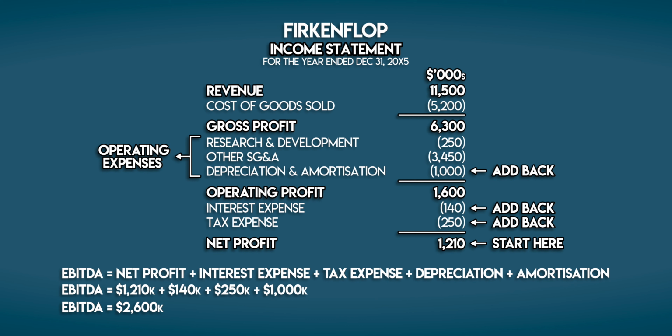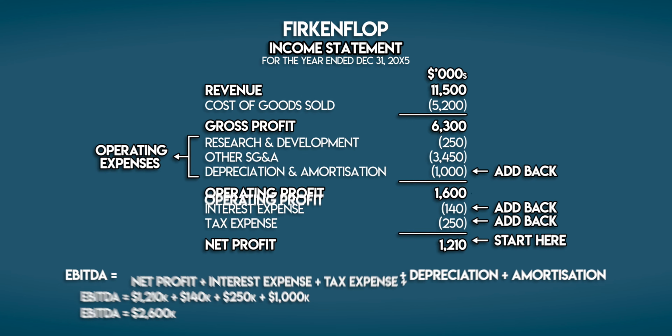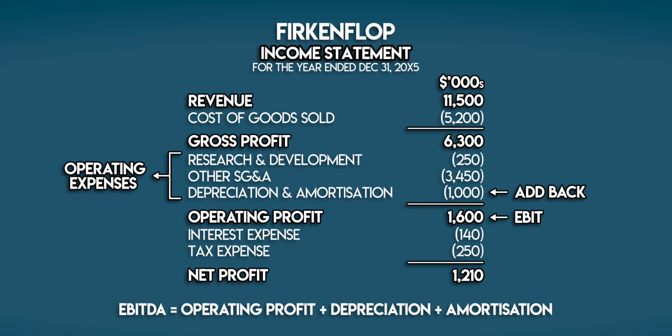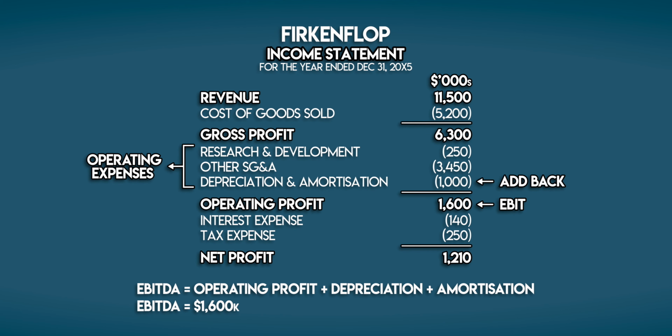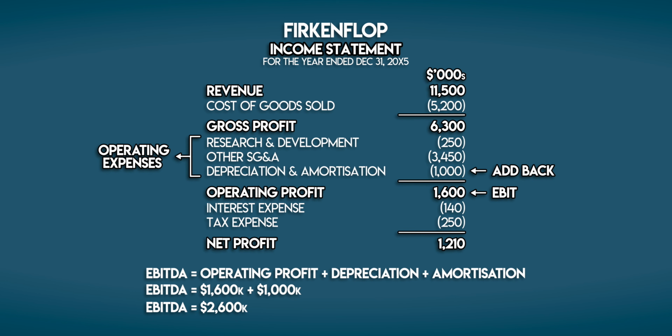Given that EBIT and operating profit are almost always the same, a shortcut to working this out would be to say that EBITDA is equal to operating profit plus depreciation and amortisation. Ōl has an operating profit of $1.6 million, so if we add back their depreciation and amortisation incurred for the year of $1 million, then we can see that their EBITDA is $2.6 million, the same as we had before.